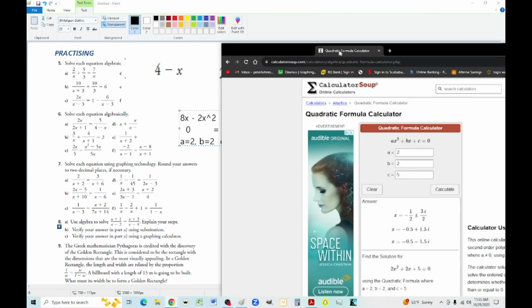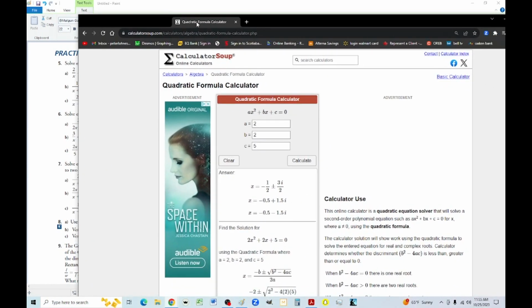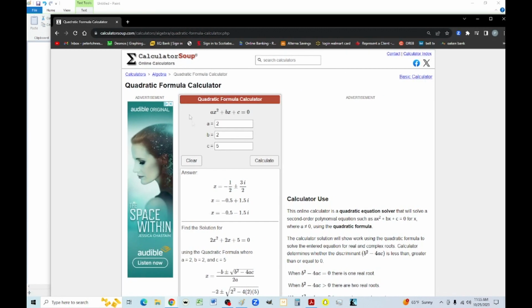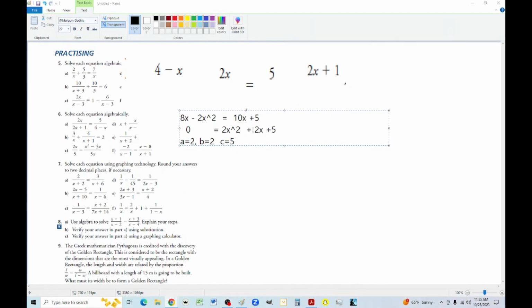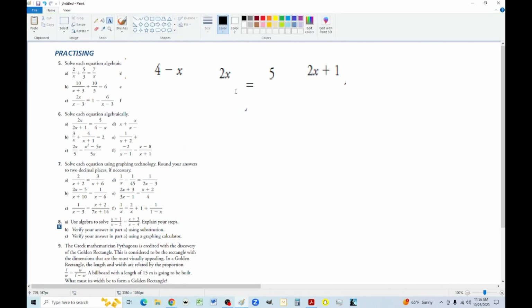So I'm super lazy. I use the quadratic formula calculator. And as we can see from these i's down here, there's no possible solution. So I might go back and verify my questions or my algebra to make sure, but I'm pretty sure I got it right. Sometimes there are no solutions. For instance, a parabola can be above the x-axis and there'd be no solution.